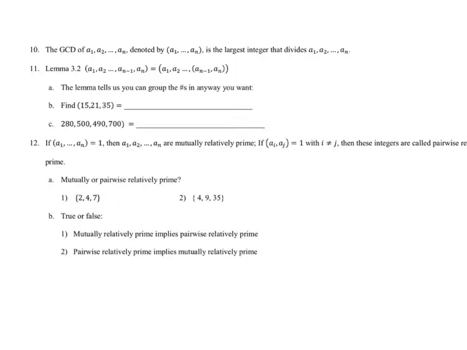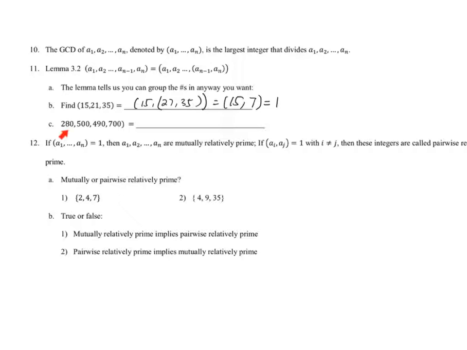One application of this result: let's find the greatest common divisor of 15, 21, and 35. According to this result, I can group. I can first find the greatest common divisor of 21 and 35. What is that? This is 3 times 7, this is 5 times 7, so it's going to be 7. I'm going to write there 7. And then the greatest common divisor of 15 and 7 will be just 1. So that's how we use this Lemma 3.2.